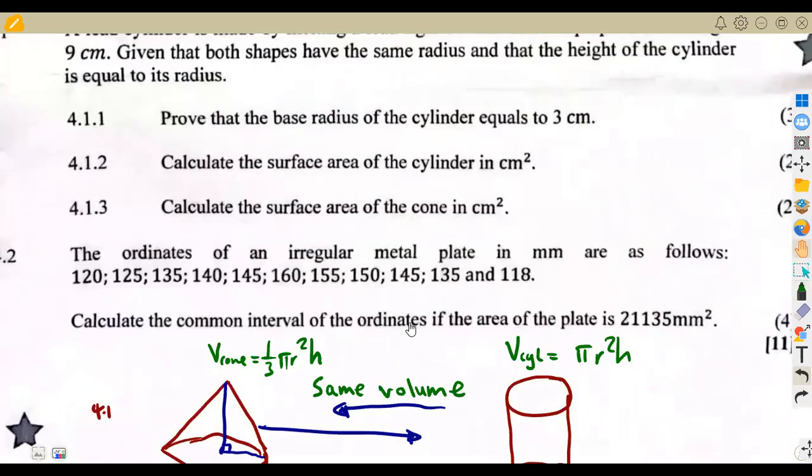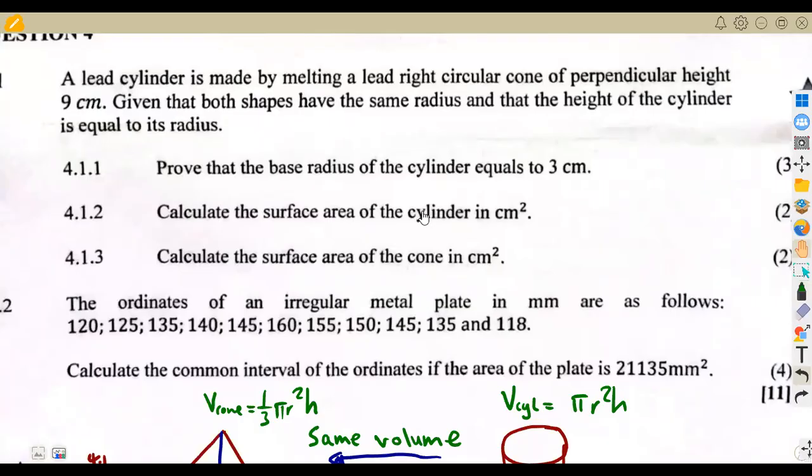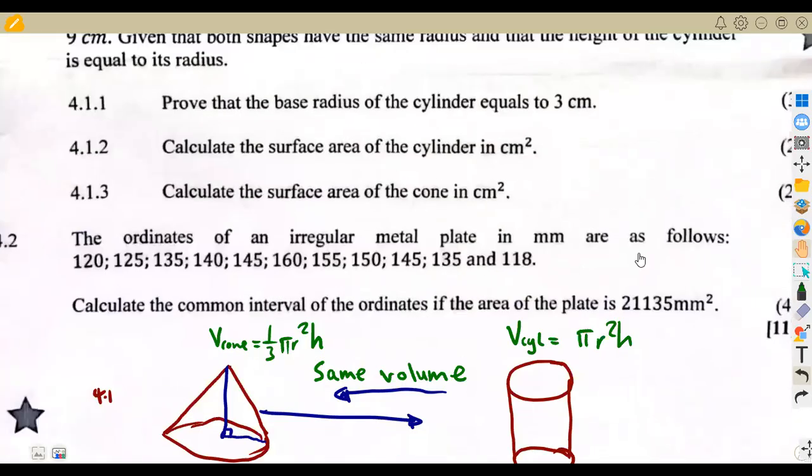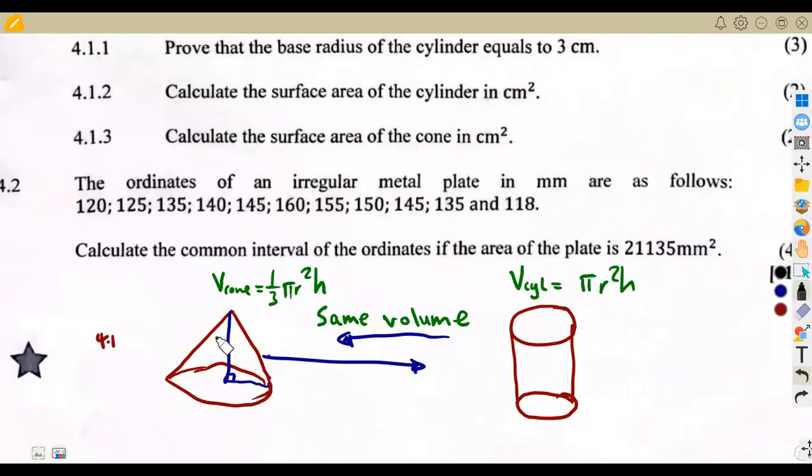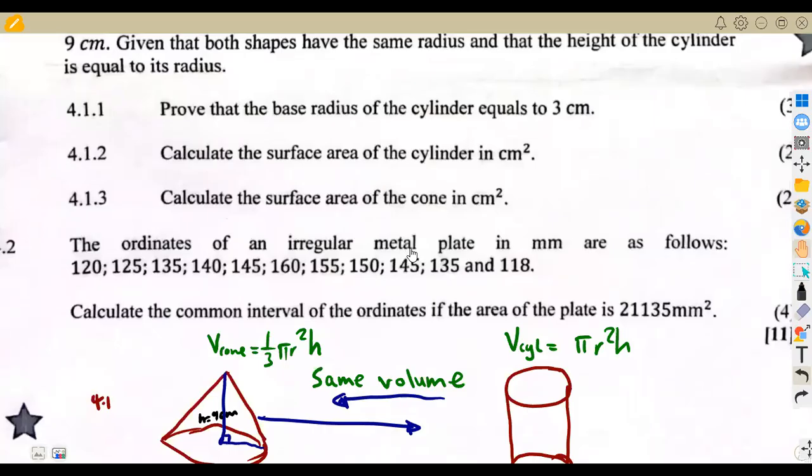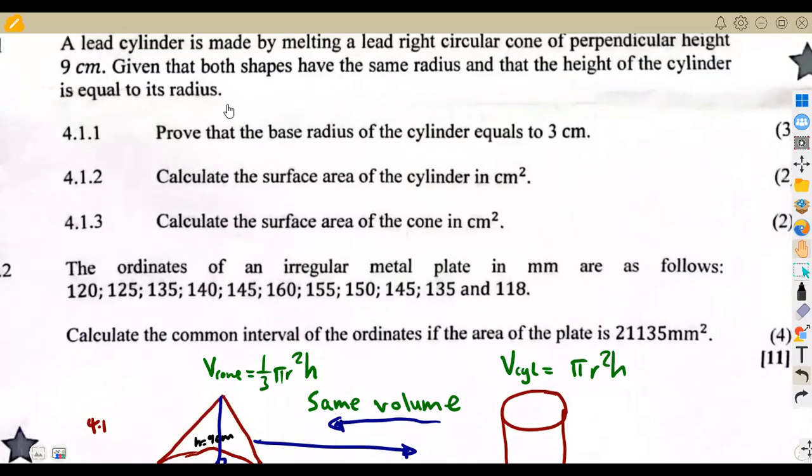So what are they saying here? They're saying we melted a circular cone of perpendicular height 9 centimeters. So the 9 centimeters is on the cone. All right, remember this is the perpendicular height. So h is equal to 9 centimeters on the cone. Given that both shapes have the same radius and the height of the cylinder is equal to its radius.